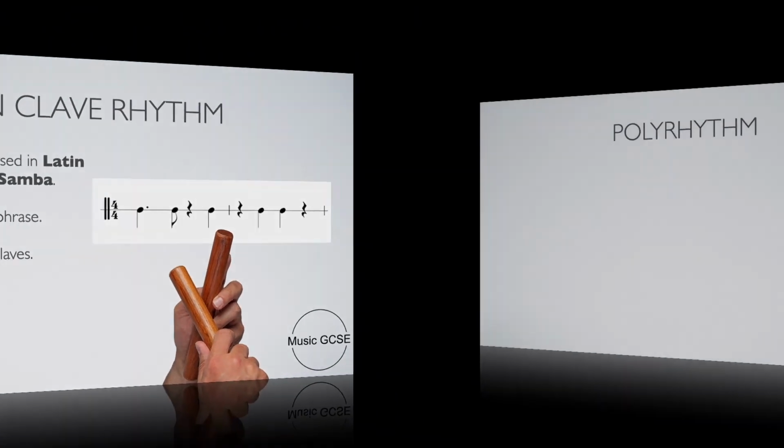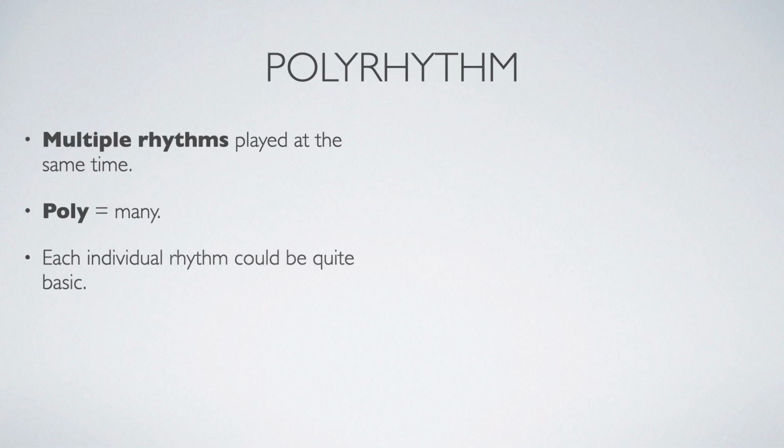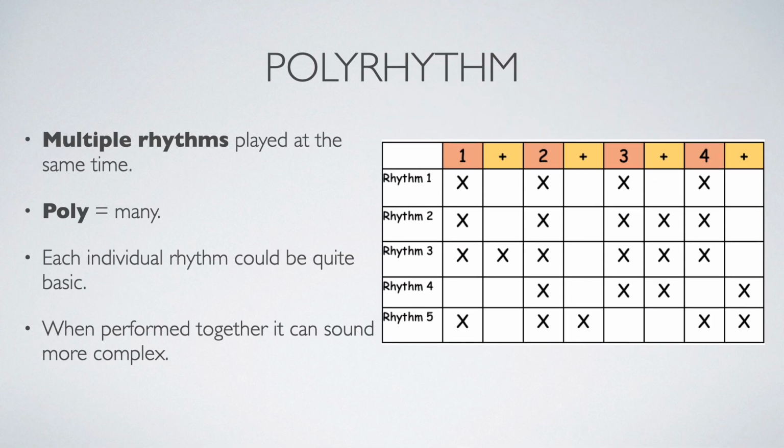Again, if you've already watched the African drumming video, you will already understand and know what a polyrhythm is. So a polyrhythm is where there are multiple rhythms played at the same time. The word poly means many. Each individual rhythm can be quite basic, but when we combine them together, we hear all of those rhythms at the same time, it can sound much more complex.